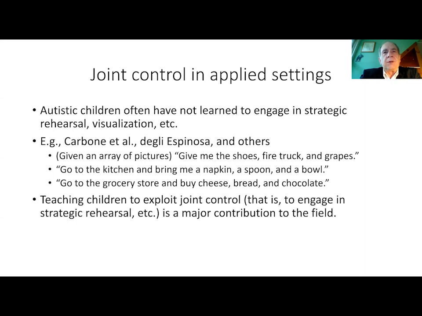Now, you and I don't have to rehearse necessarily to come back with a napkin, a spoon, and a bowl. Chances are we must, I think, engage in some kind of subtle behavior. Perhaps we visualize it or we echo it once, and that's sufficient for us. But imagine going to the grocery store and having to buy 10 things. Well, we would almost certainly have to rehearse and rehearse and rehearse the 10 things. And of course, we would write them down in a list because it's a nuisance to have to rehearse them. The list provides a second source of control, and this joint control from the list.